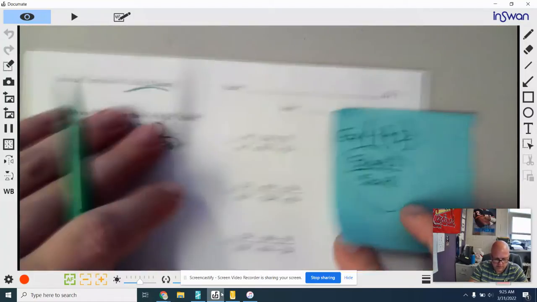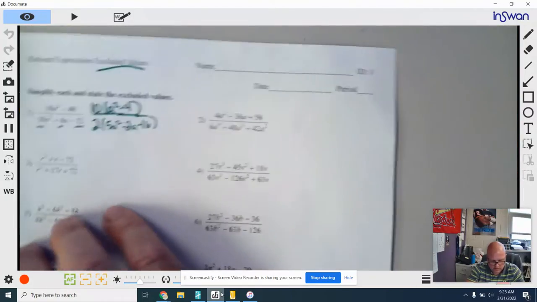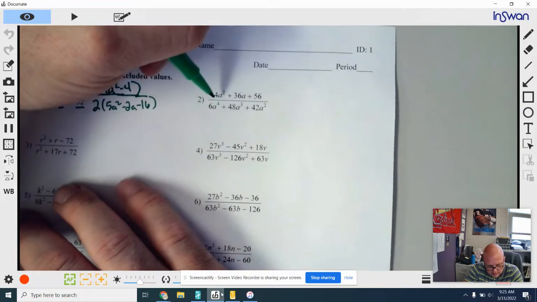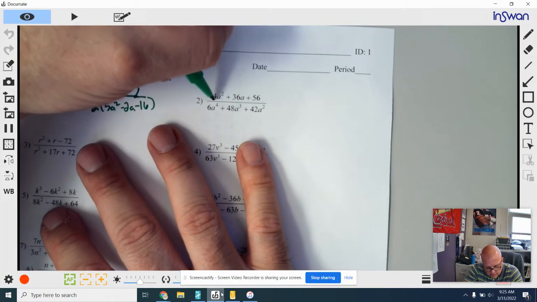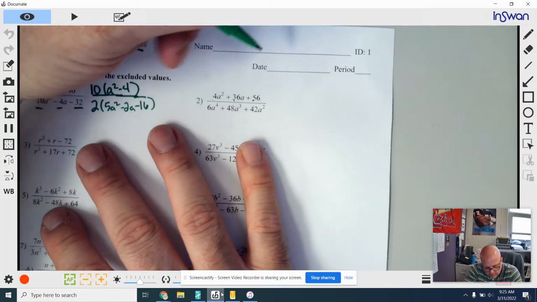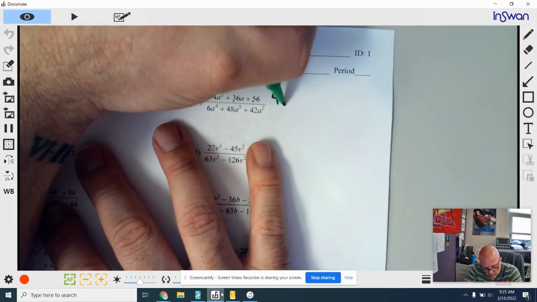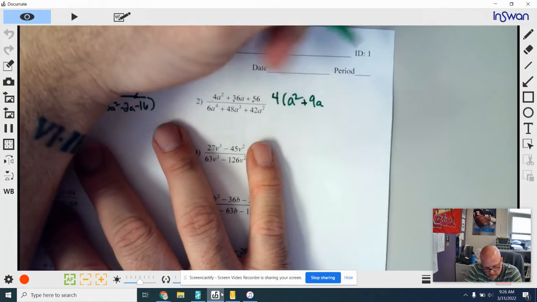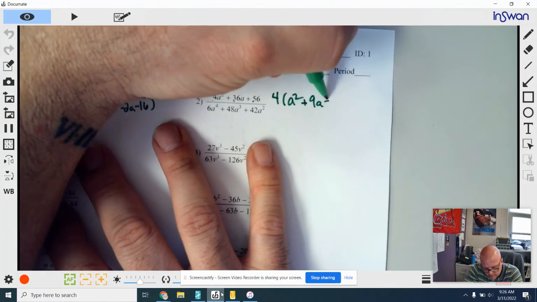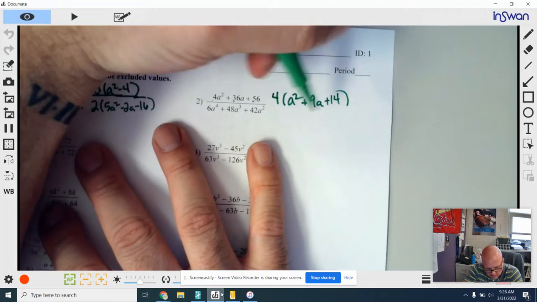Okay, moving on to number 2. So number 2, let's start off with up top there. I know I can definitely pull out a GCF, 4, 36, and 56. My GCF is going to be a 4. So a squared plus 9a plus 14.